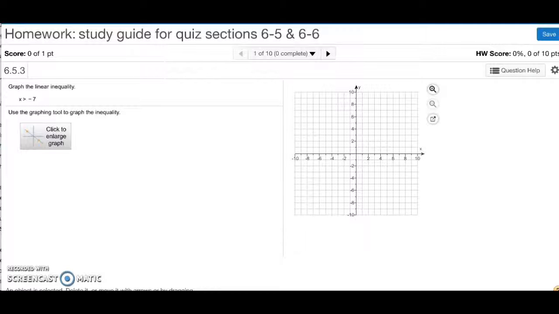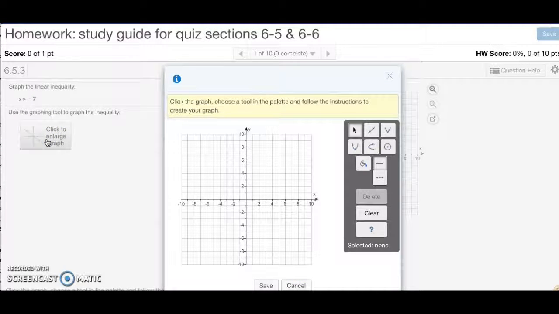Okay, study guide for 6.5 and 6.6. Number 1 is asking you to graph the linear inequality. You have the inequality x is greater than -7. That's going to be a vertical line. When x equals a number, that's a vertical line. So we have to graph that line first.